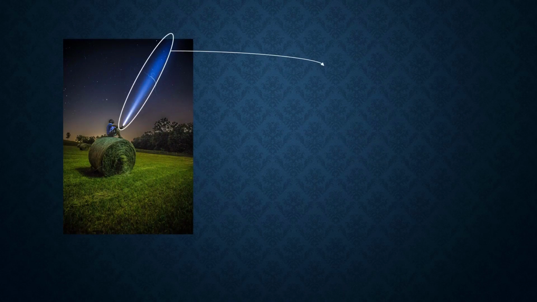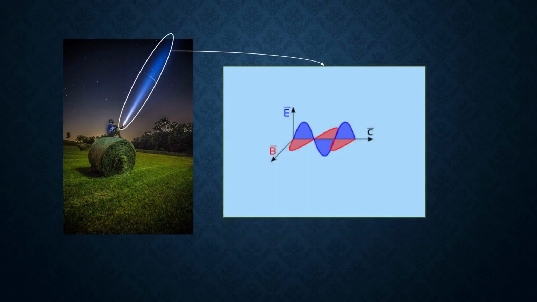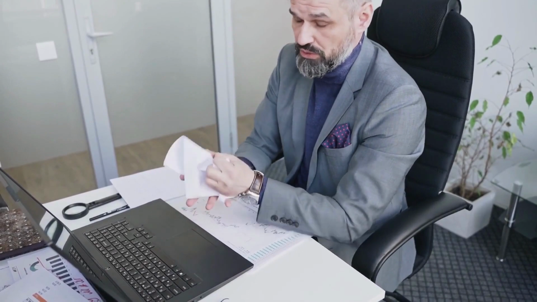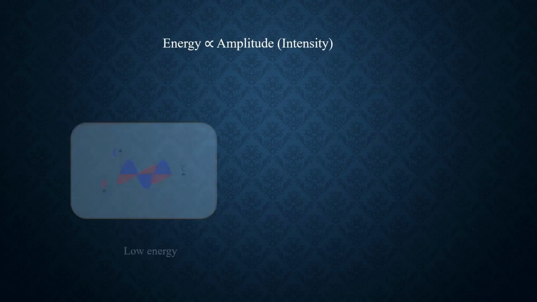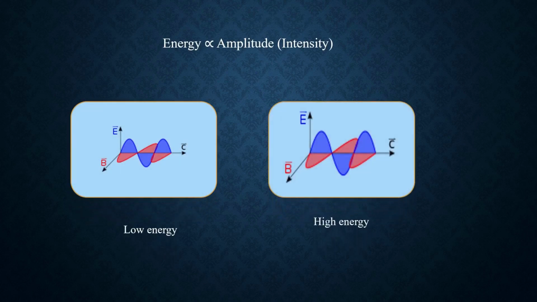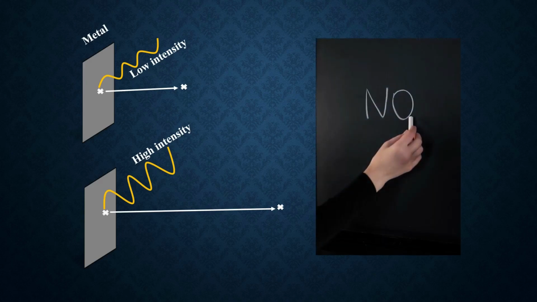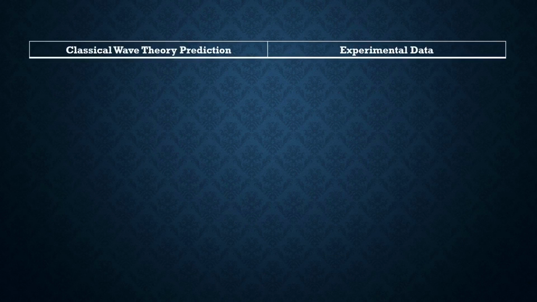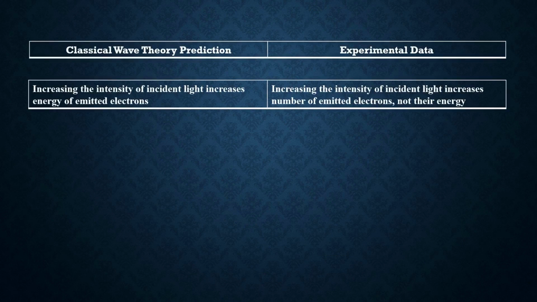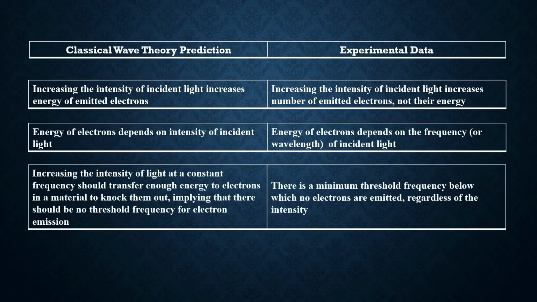The wave theory, which described light as a continuous wave, was unable to provide a satisfactory explanation for the photoelectric effect. According to wave theory, the energy of a wave is determined by its amplitude or intensity. Therefore, increasing the intensity of light should increase the energy transferred to the electrons, leading to higher energy emissions. However, this was not what the experiments showed. These discrepancies between the predictions of classical wave theory and the experimental observations led to the realization that a new understanding of light and its interaction with matter was needed.